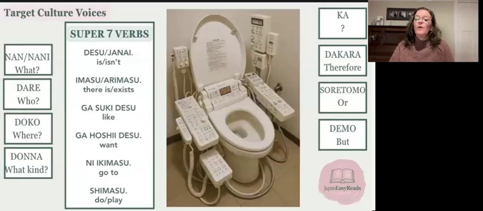So while discussing the picture, you can also make those connections with the culture, with Japan and Australia, or Japan and other countries.